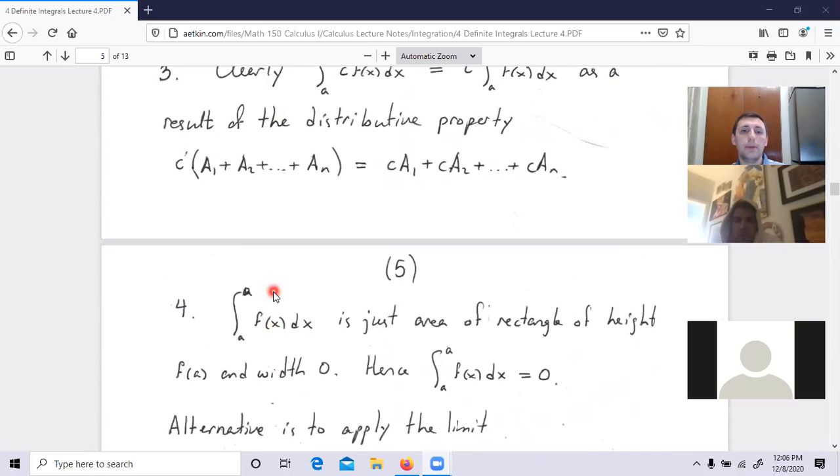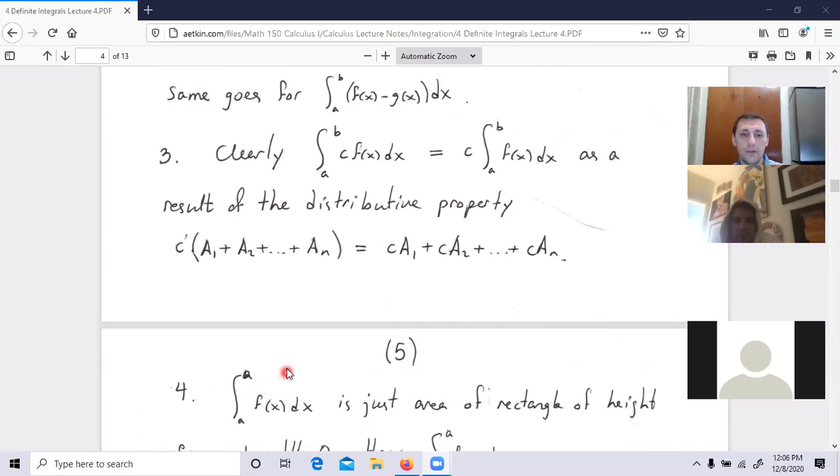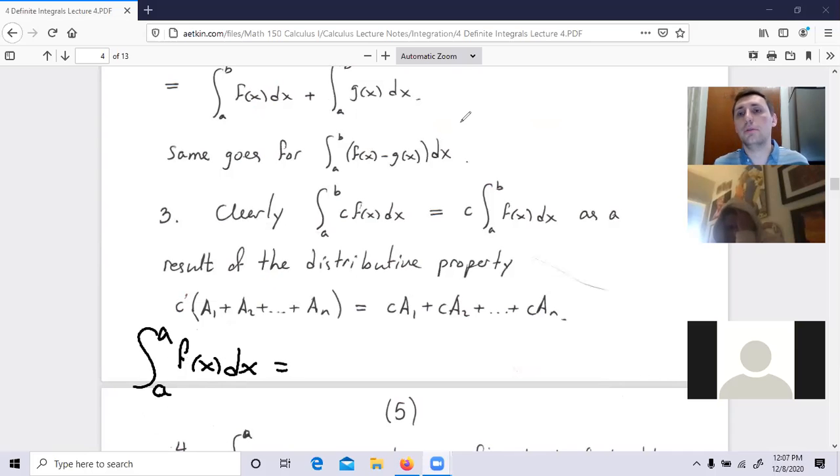Now, what about the integral from a to a of f of x dx? What would that equal? If the bounds of integration are the same, what do you think is the answer immediately? Okay, Christian right away says it. What about the rest of you? Fast.